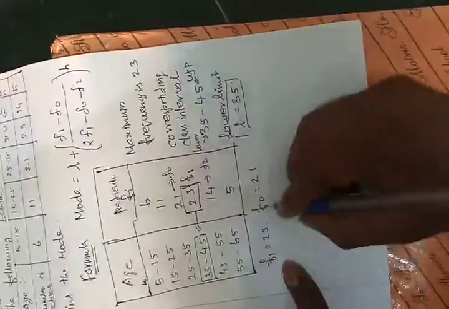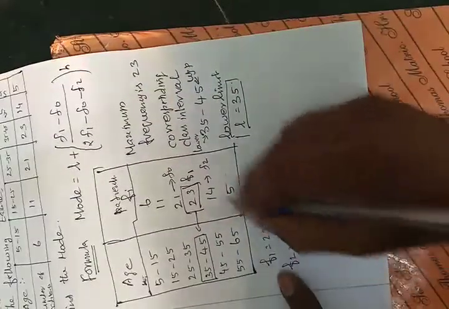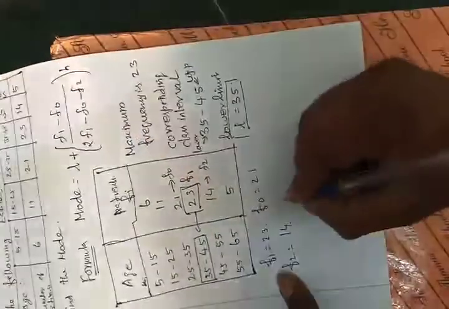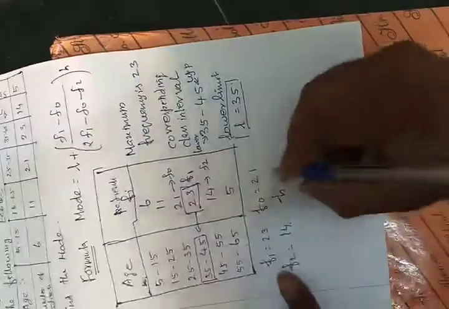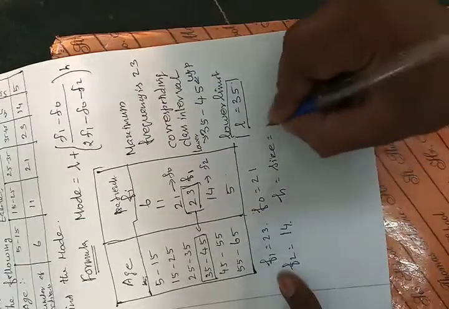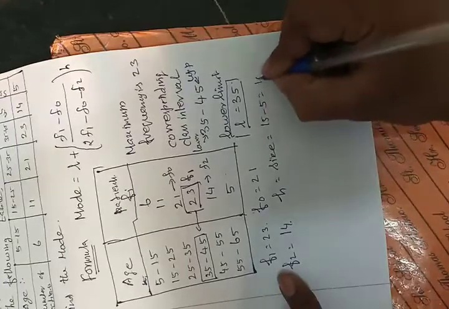Then after that f2, f2 is equal to 14. Then h is equal to the interval size. So size is equal to 15 minus 5, which is equal to 10.